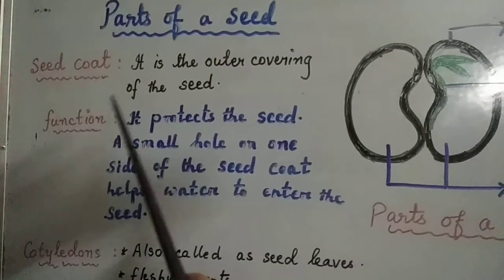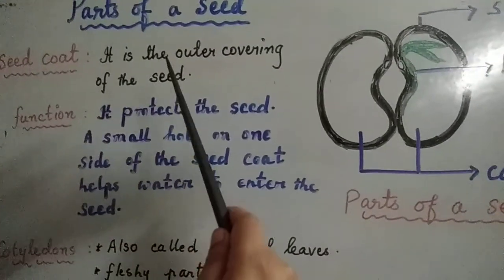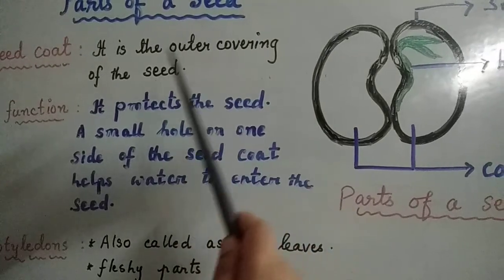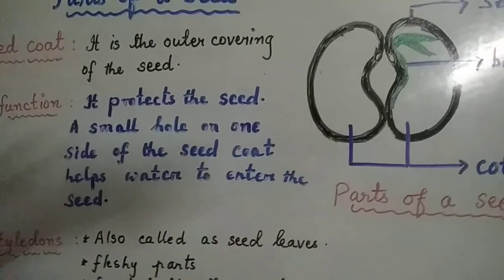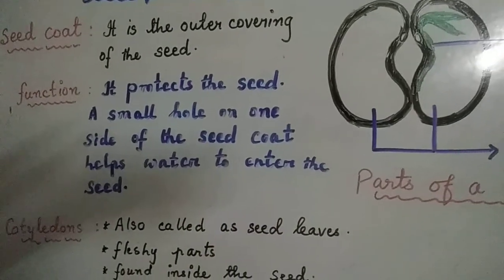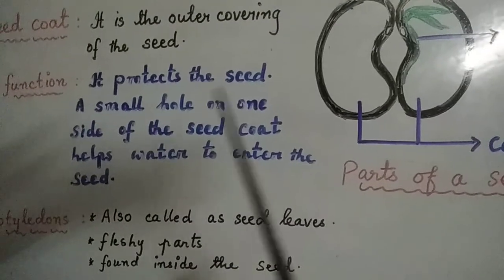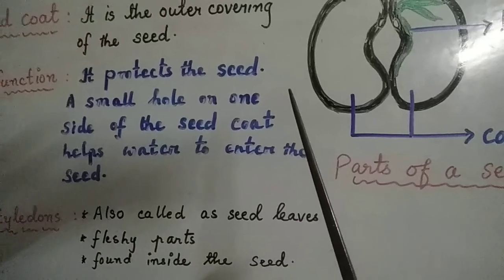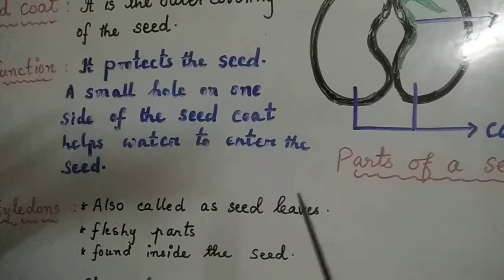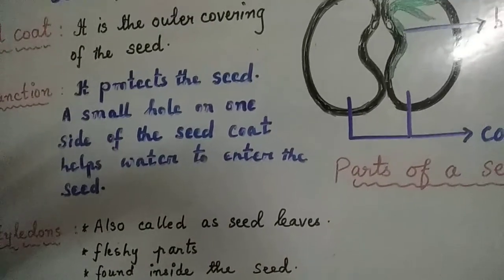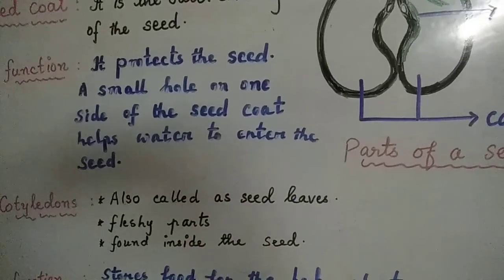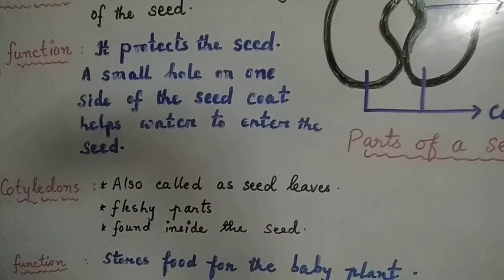What is a seed coat? The seed coat is the outer covering of the seed. What is its function? It protects the seed. Then there is a small hole on one side of the seed coat. What does that hole do? That hole helps the water to enter the seed.